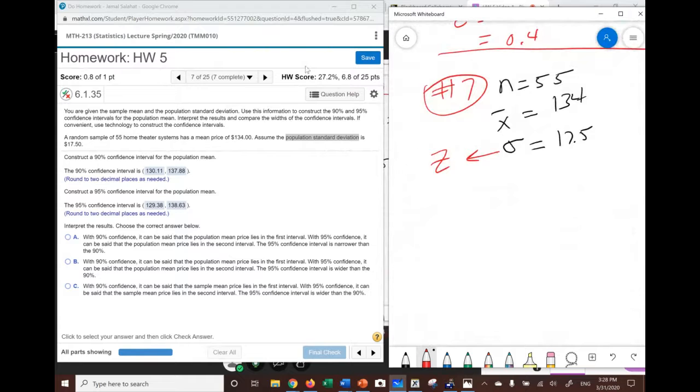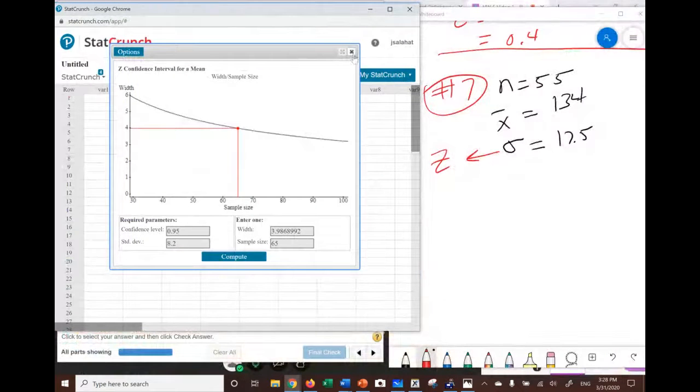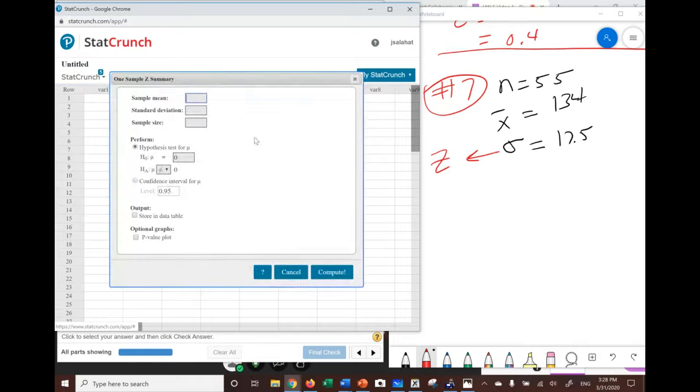Okay, I'm going to follow the steps. Here, I'm going to go to stat, z stat, and we know why it's z stat, because sigma is given, and it's one sample, with summary. And in here, we need to fill in the sample mean. Be careful, the sample mean is 134, that's X bar. It asks us for the standard deviation, which is 17.5, a population standard deviation here. Sample size, which is 55, and we're going to go down to the confidence level.